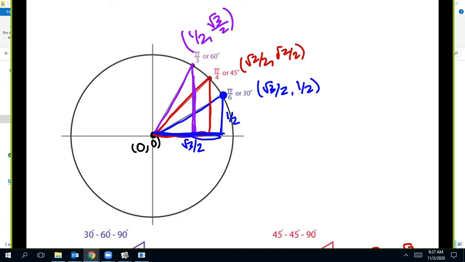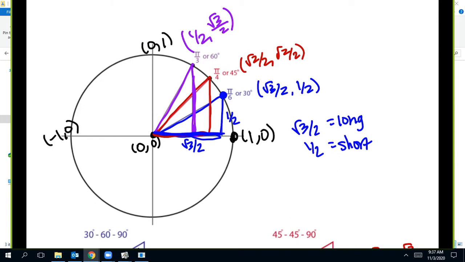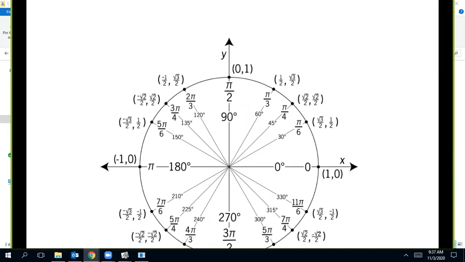So I think of square root 3 over 2 as long, and then I think of 1/2 as short. That's how I remember them. And then we have our other angles. This one is 0, 1, then 0, 1, negative 1, 0, and 0, negative 1, because it's got a hypotenuse of 1, radius of 1. So we're going to show you the filled in circle here. It's already filled in on your notes as well.